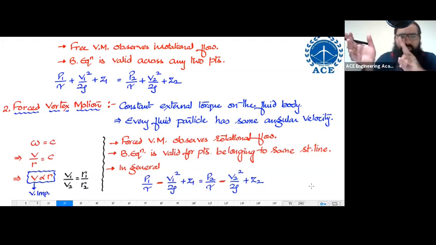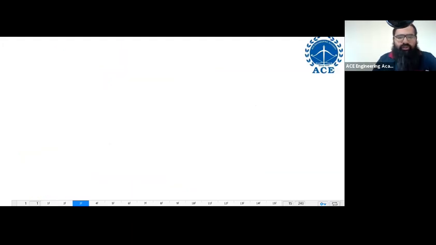I'll try to take 2 problems. Both of them will be slightly difficult problems. That time you'll be understanding how free vortex motion takes place, how forced vortex motion takes place. Okay. Now, after having understood all these things, let us move further.